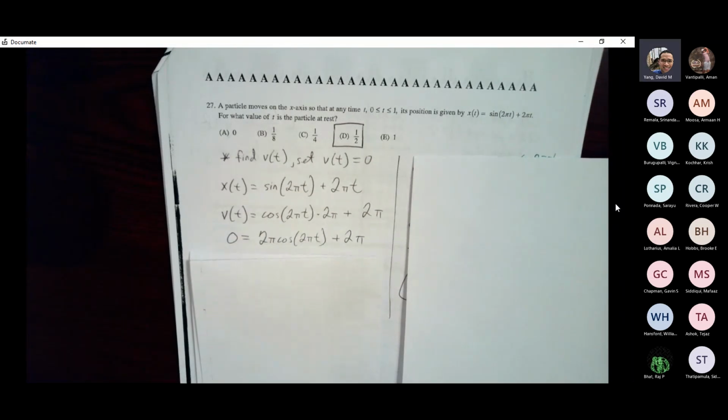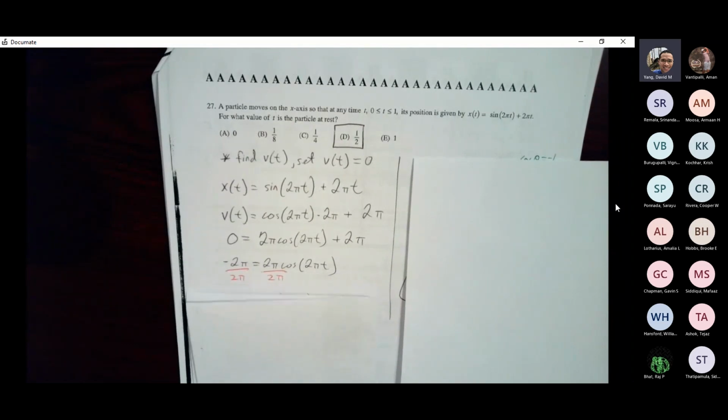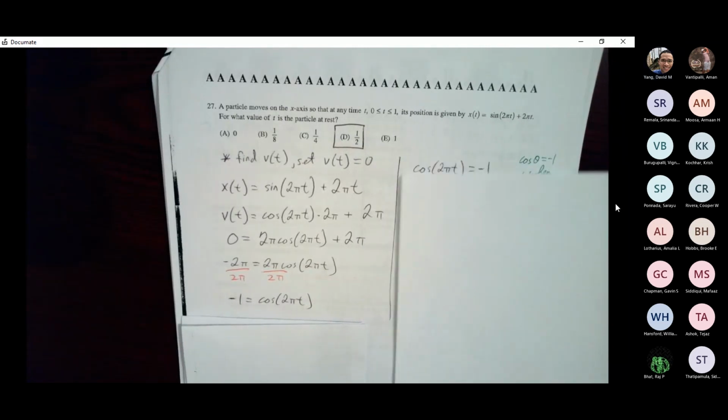We set our velocity equal to 0. Try to separate the terms. I get negative 2 pi is equal to 2 pi cosine of 2 pi t. And do some more cleanup here. Divide both sides by 2 pi. And I'm able to get that left side to be equal to negative 1. So we can ask ourselves, when is cosine of 2 pi t equal to negative 1?